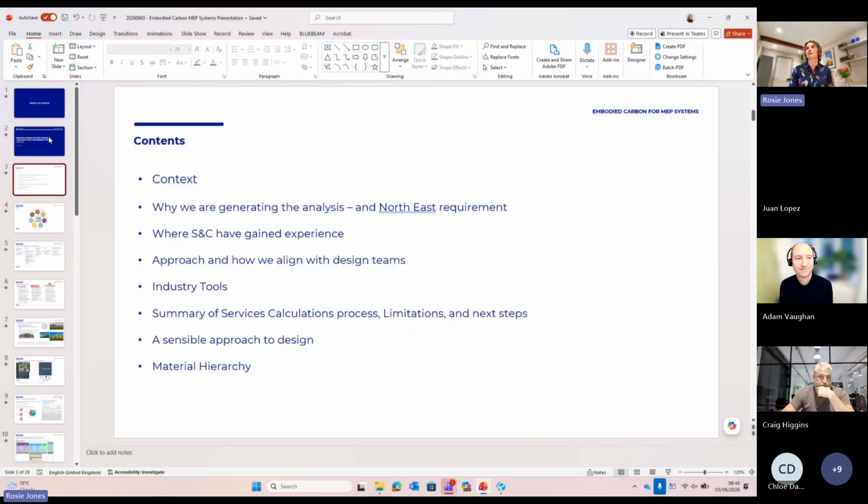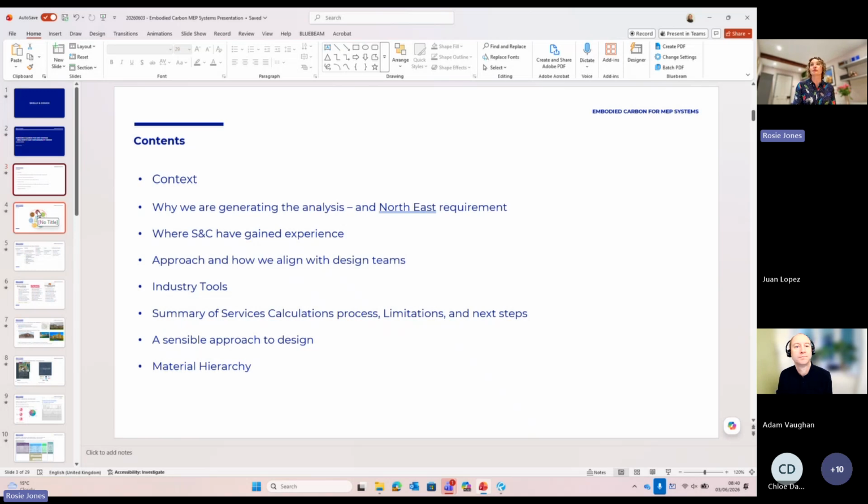So what I just wanted to cover with you in my 15 minutes is why, as services engineers and sustainability consultants, we are being asked to do this embodied carbon analysis, why and where our office has been gaining its experience, and how we align with the design teams so that we're doing something coherent, and the tools that we're using. And then in the latter half, it's more talking about our sensible approach to design, and when we move away from the quantitative analysis and when we're just being sensible. So I hope that sounds like a reasonable skeleton.